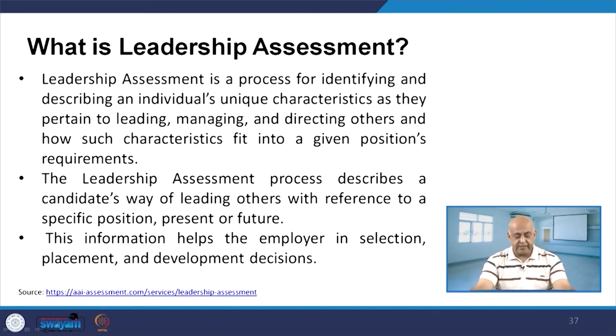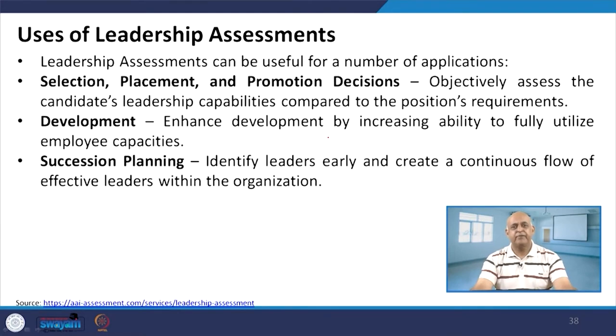This information helps the employer in selection, placement and development decisions. It always helps the employer decide what type of selection is to be made. Selection of the leader becomes very, very important: for a specific position, who is the most suitable person? And not only identifying the person or selection, but also how you place that person in a particular job. Then, with the period of time, the development of that person is equally important.